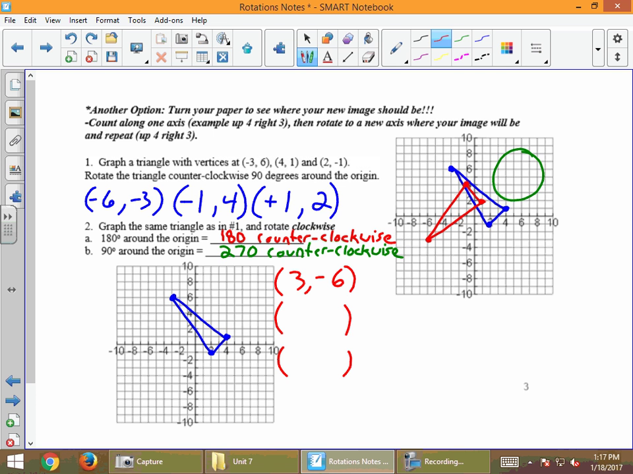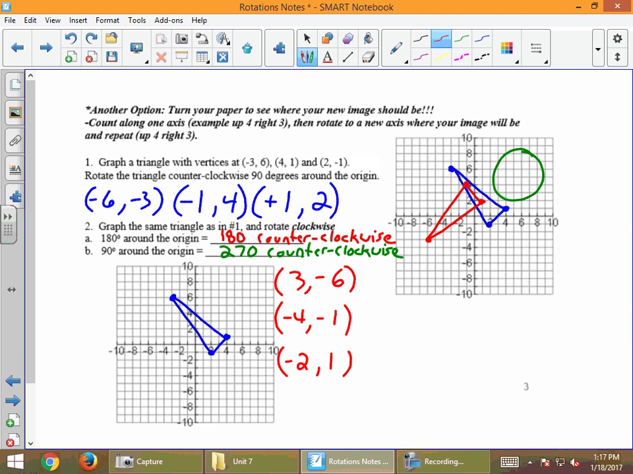Same thing for 4, 1. What do you do? It's going to be negative 4, negative 1. Courtney, thanks for raising your hand. Nice job. And the last one, we have 2, negative 1 becomes... Riley, what'd you get? No, don't switch points. So it's negative 2, positive 1. Good. Nice job. And let's graph those and see what it looks like.